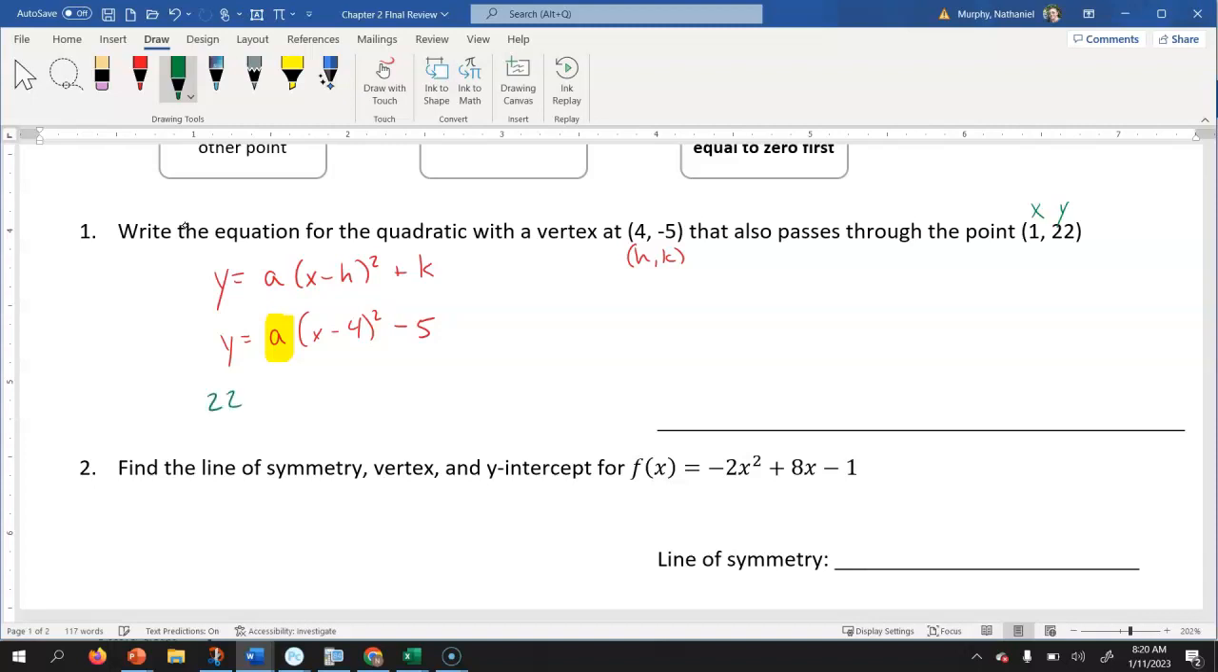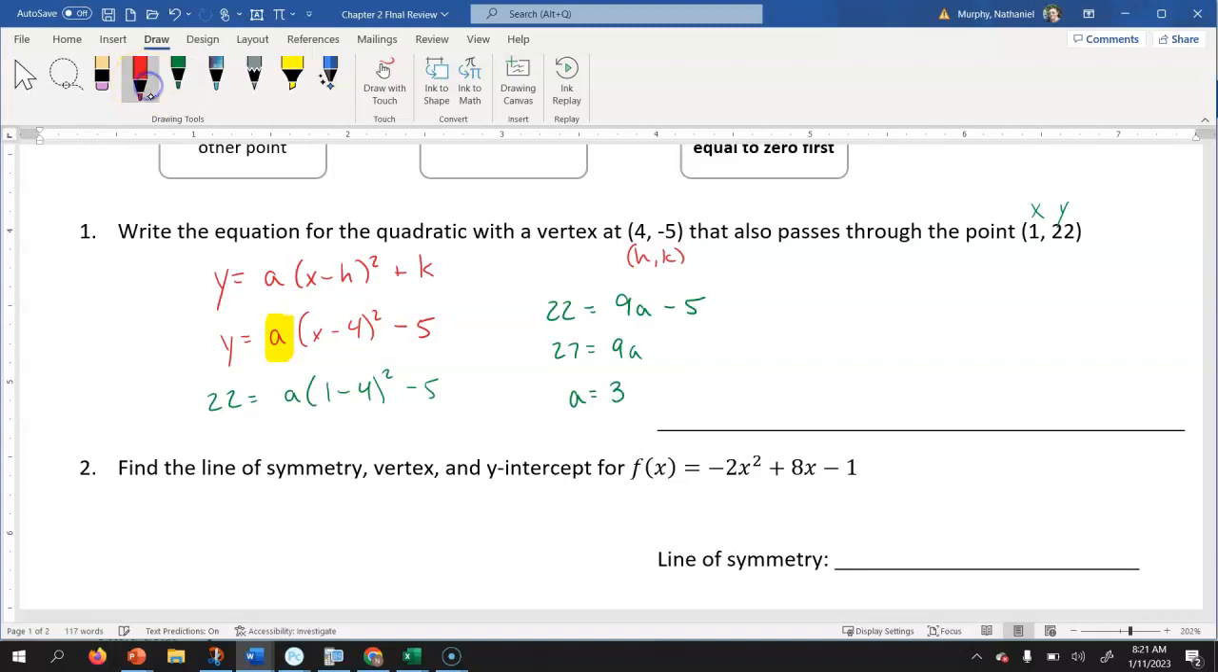So we'd have 22 equals a times 1 minus 4 squared minus 5. Or 22 equals, well, 1 minus 4 is -3, but when you square that, you get 9. So I'm going to write this as 9a minus 5. So if I solve this, I would add 5 to both sides to get 27 equals 9a. If I divide both sides by 9, I'd get that a is 3.